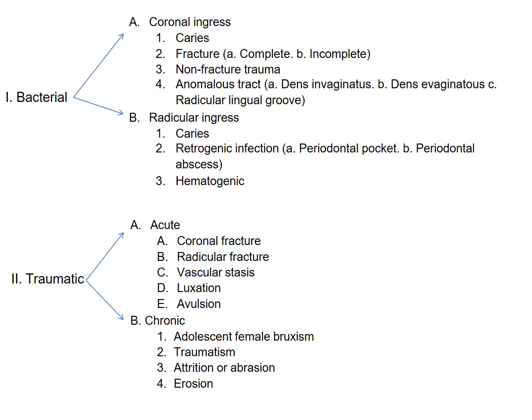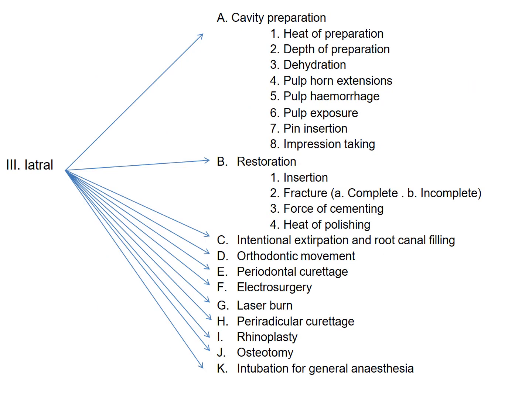Bacteria can invade the tooth structure from the coronal end or from the radicular end. Trauma can be acute or chronic, that is, a fracture of any side, coronal fracture, radicular fracture, vascular stasis, luxation, or eversion; or chronic, it can be attrition, abrasion, erosion, or any percussive tendency. And iatrogenic causes include cavity preparation and restoration.